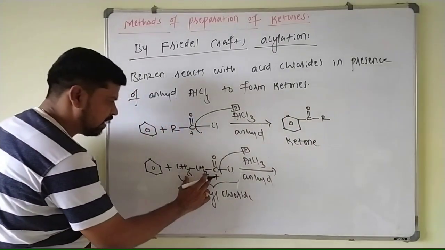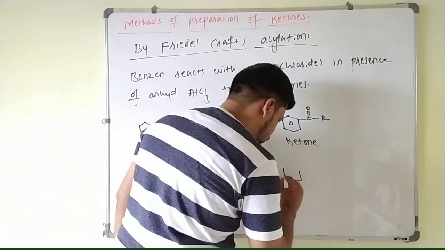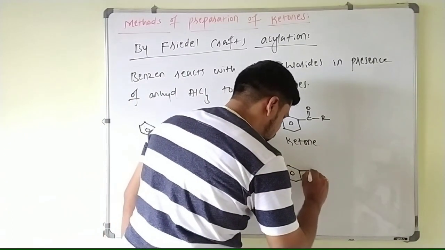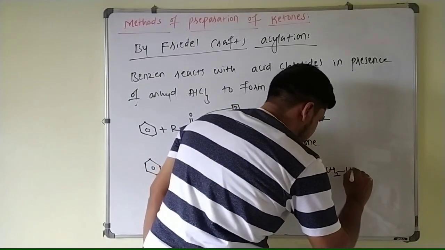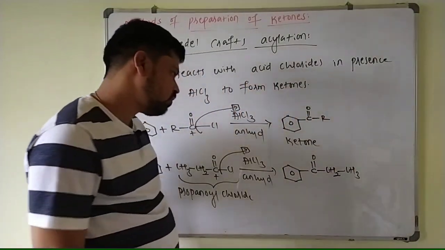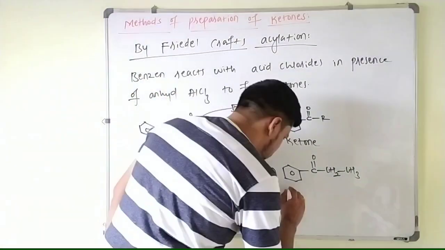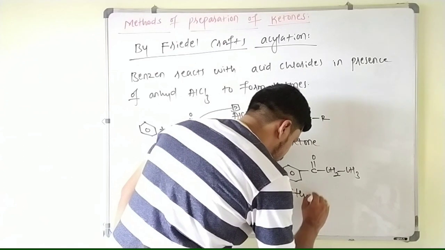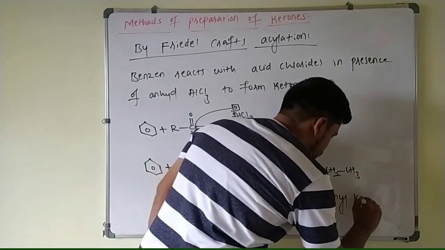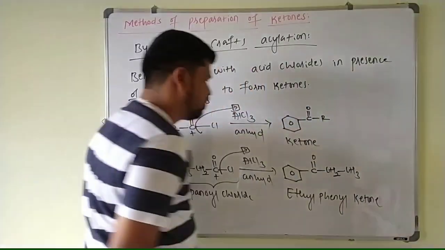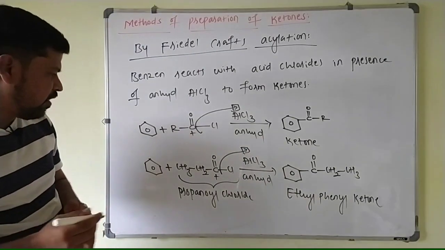So this entire thing is attached to the benzene ring, so that you will get C double bond O CH2 and CH3. This is ethyl phenyl ketone. Ethyl phenyl ketone. So like this, by Friedel-Crafts acylation you can prepare ketones. Another example will write.